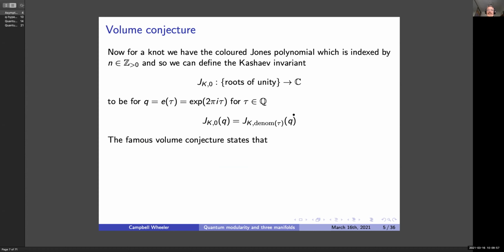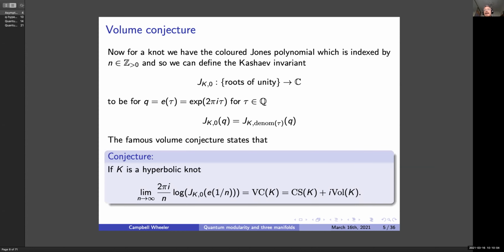Then we have this famous volume conjecture, which states that the asymptotics of this invariant relate back to the hyperbolic structure of the manifold. If we have some hyperbolic knot, and we evaluate this Kashaev invariant at e(1/n) for integers n tending to infinity, and multiply the logarithm by 2 pi divided by n, then this is equal to the complexified volume of the knot, which you can think of as the Chern-Simons invariant of the knot evaluated at the geometric connection, plus i times the volume of the hyperbolic knot. Okay, so this has been around for quite a while now, I guess since the early 2000s.